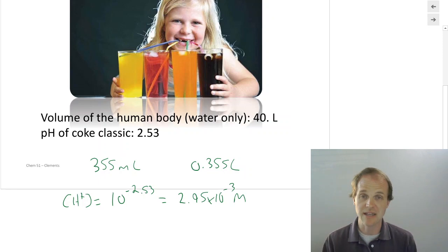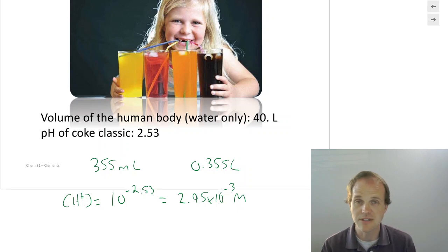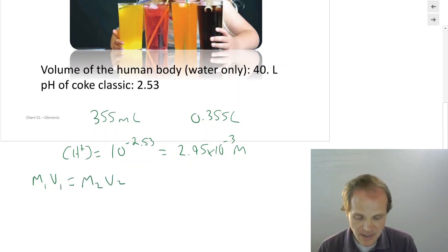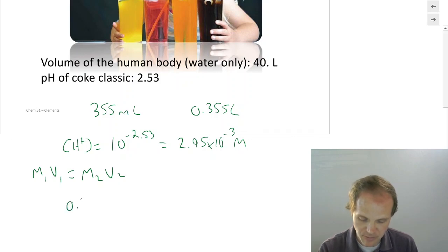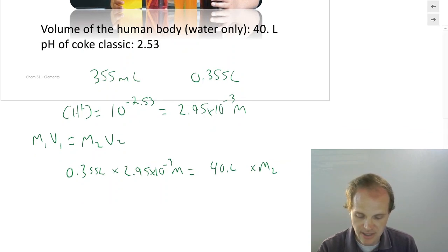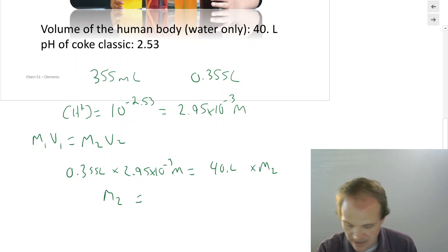So that's what we're drinking in terms of concentration of H plus when we drink Coke, and we're drinking 355 milliliters of that and diluting it to a total volume of 40 liters. That's just an M1V1 equals M2V2 problem. So our beginning volume is our 0.355 liters, and we have 2.95 times 10 to the minus third molar, and we're diluting that to 40 liters, and we're trying to find out the new concentration. And if you do that work, you get that M2 is 2.62 times 10 to the minus fifth molar.